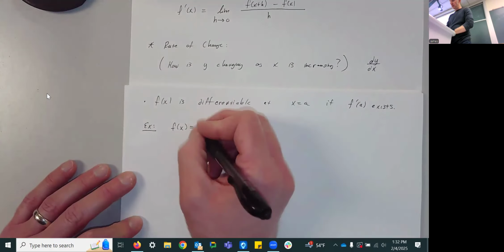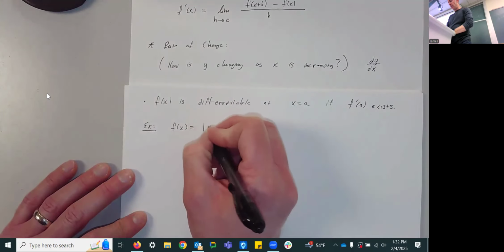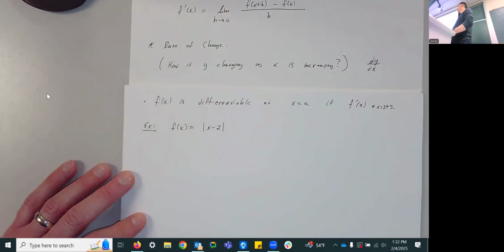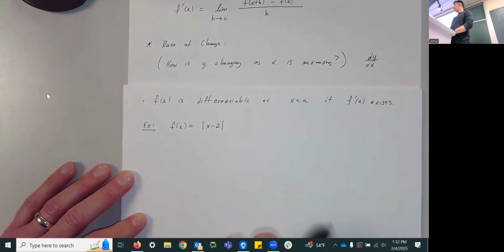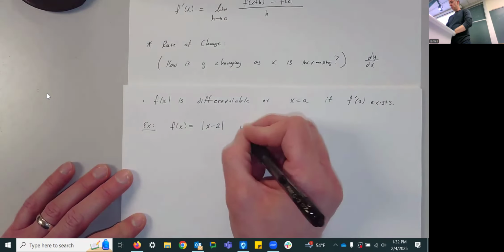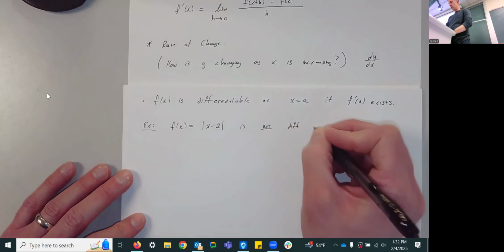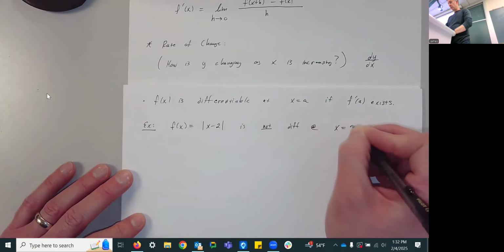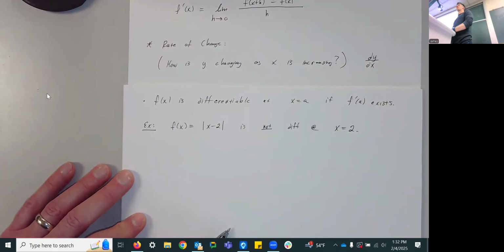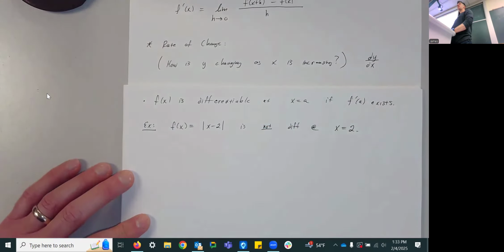Sure. Let's start with the absolute value one. So f of x equal to the absolute value of x minus 2. We're going to show it, but I'm just going to state it is not differentiable at x equal to 2. Graphically, what you should think about is the function not being smooth.